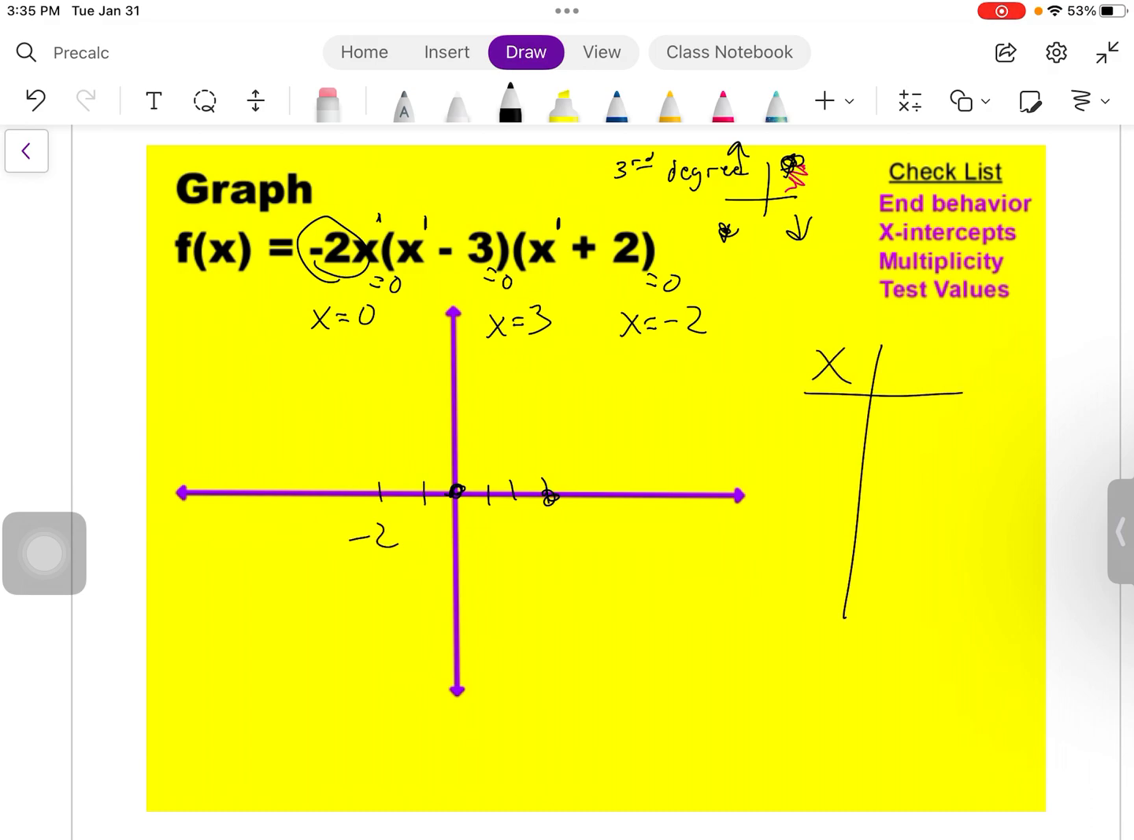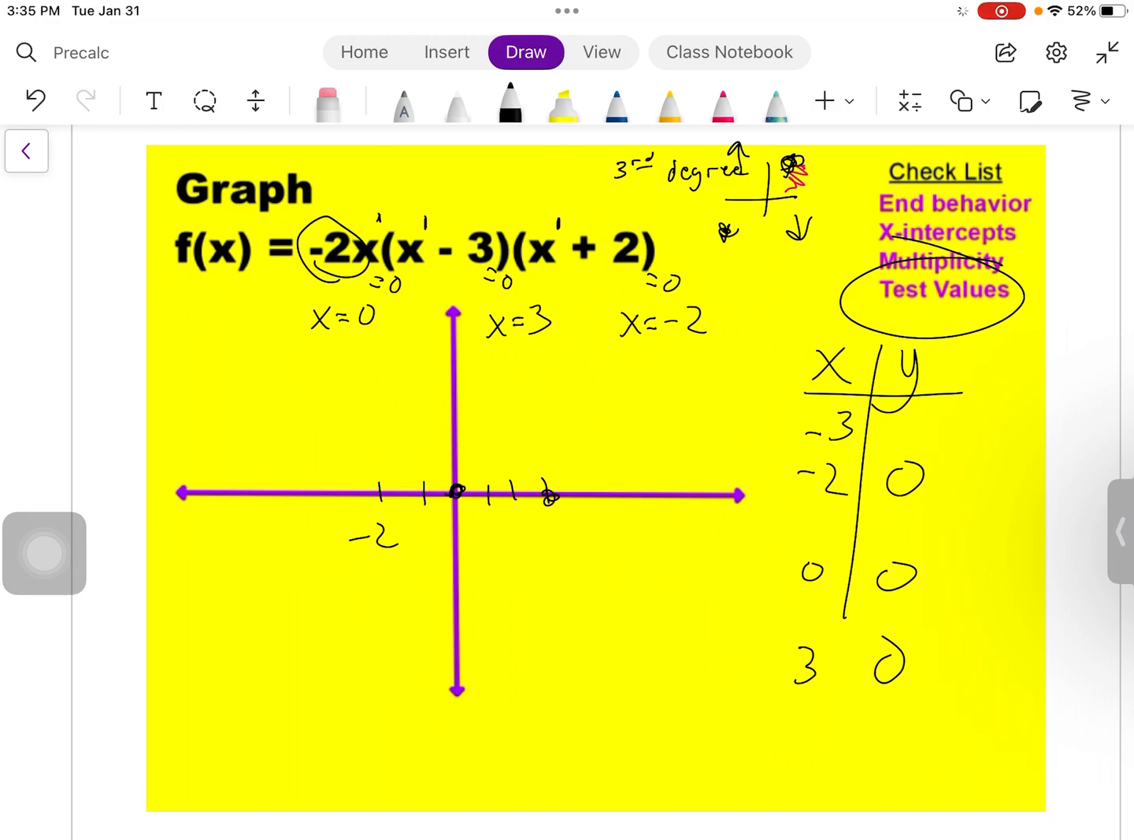So in my xf of x table, here's what I'm talking about with test values. Negative 2, 0, and 3 are my roots. So I'm going to pick values of x to put into my equation that are on the outside of my roots, like negative 3.